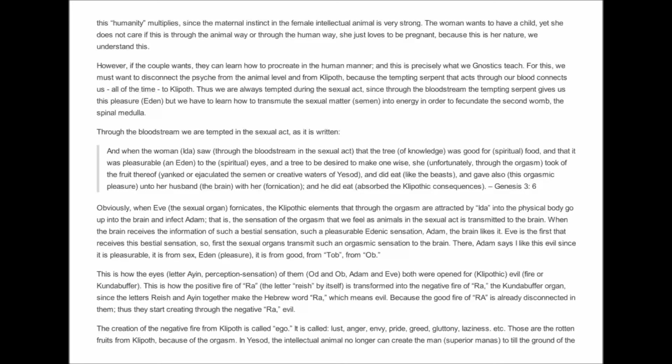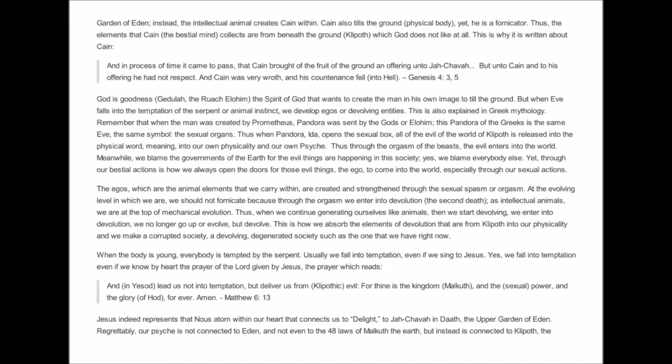And here, that's why it is written that, and when the woman saw that the tree was good for food, and that it was pleasant to the eyes, and tree to be desired to make one wise, she took of the fruit thereof, and did eat, and gave also unto her husband with her, and he did eat.